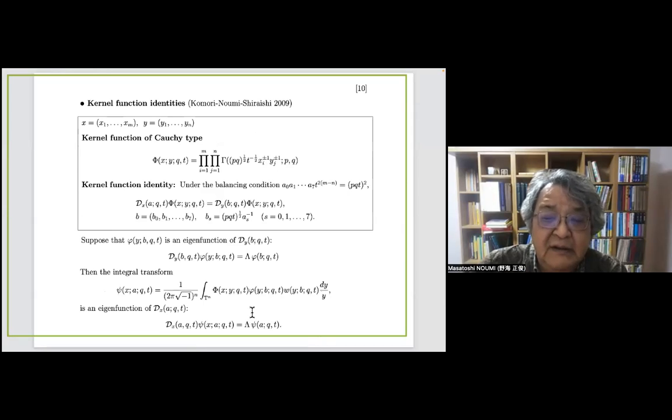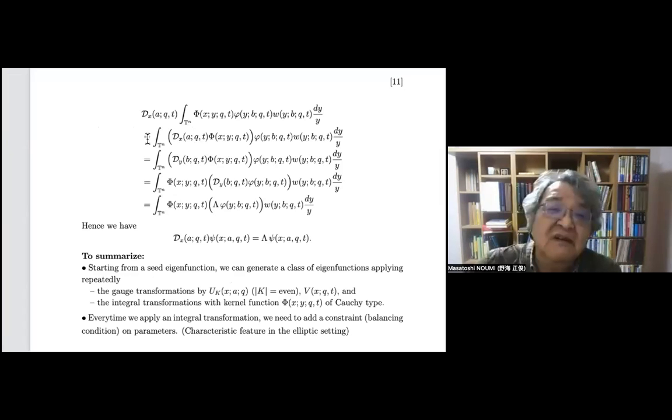If you consider this type of integral transform to define the psi function in x variables with a, then from this eigenfunction equation you can see that you get an eigenfunction equation for psi with a parameters. It is not difficult. Let's try this type of computation.